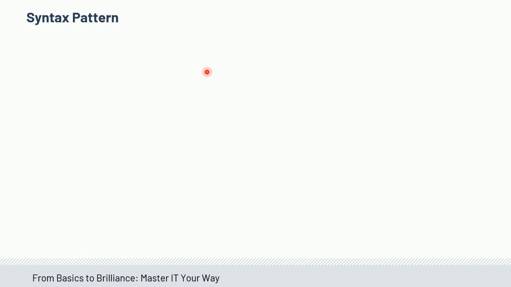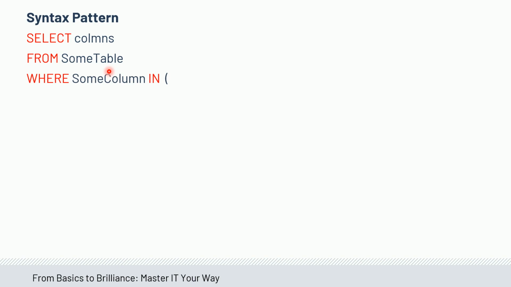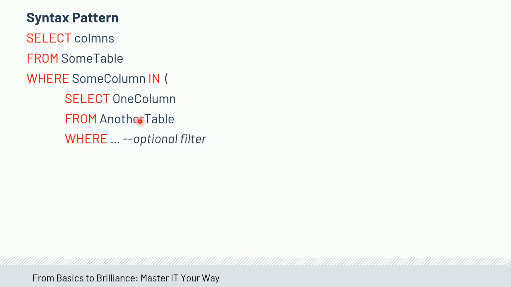So let's take a look at the syntax pattern. You first of all select a column from some table you are dealing with, where some column is IN another table you are also dealing with, but you select one column from that table, then WHERE can be an optional filter. And this will make sense when we get into our Express server to work on some practical examples.